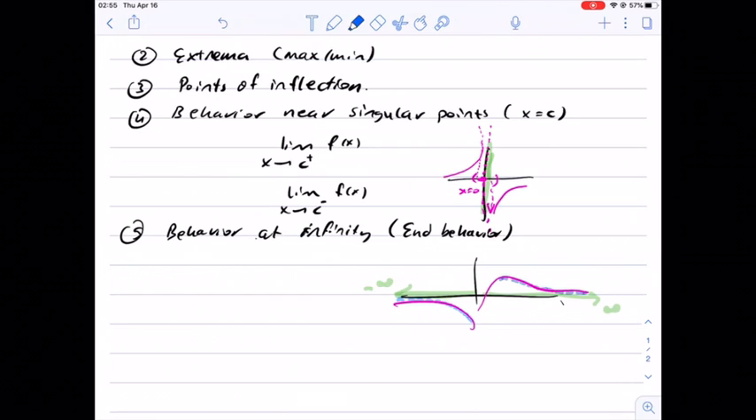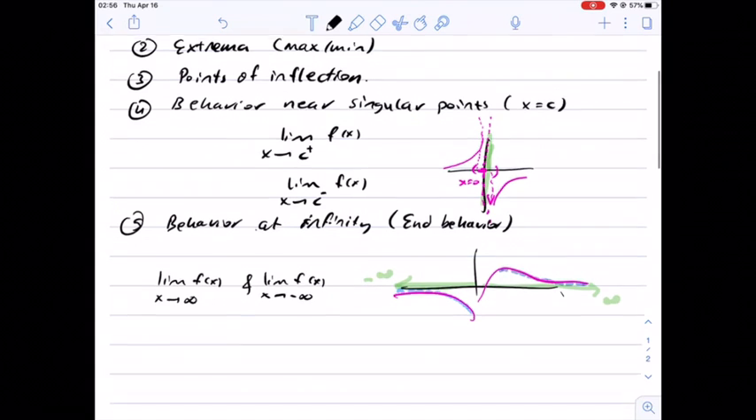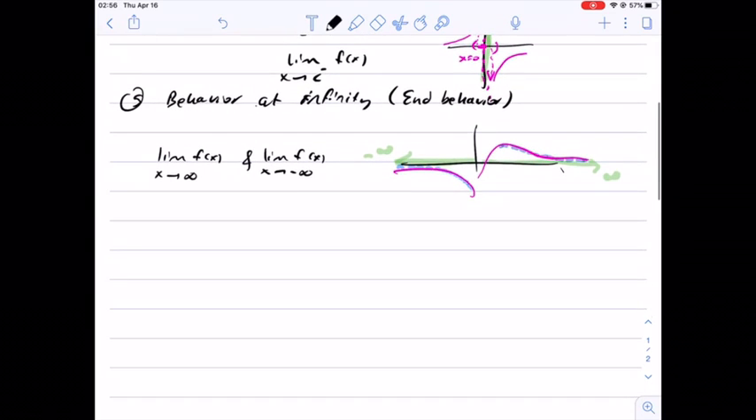So that gives us some indication about the end behavior of the function. As x goes to plus infinity or negative infinity, what happens to the curve of the function? Let me write this mathematically. For number 5, we need to find the limit of the function as x goes to plus infinity, and the limit of the function as x goes to negative infinity.